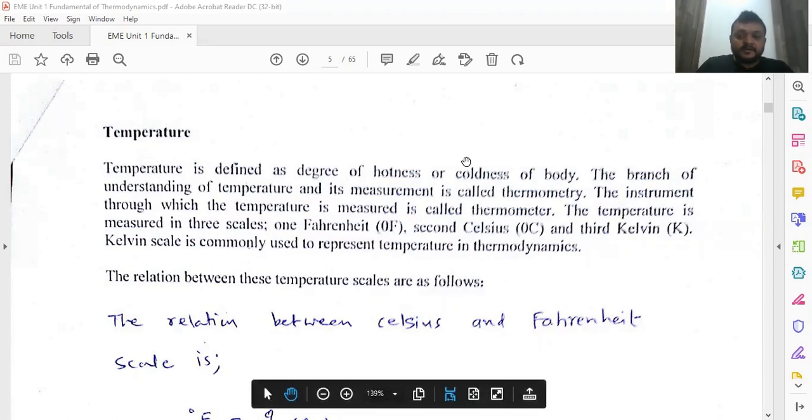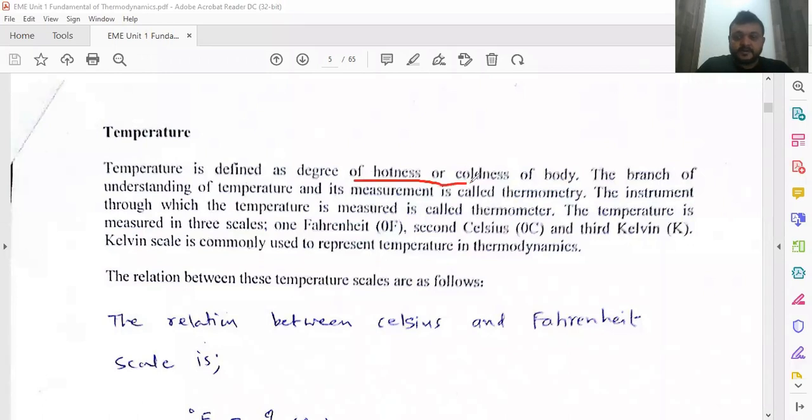So temperature is nothing but the degree of hotness or coldness of a body. The branch in which we study temperature and its measurement is called thermometry. And the instrument by which you measure the temperature is called a thermometer.